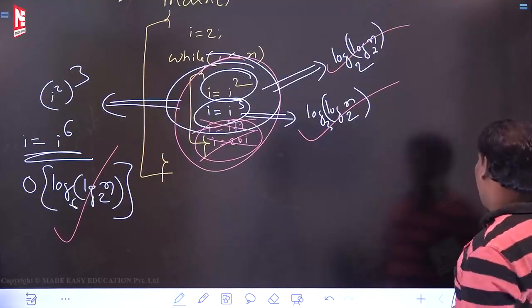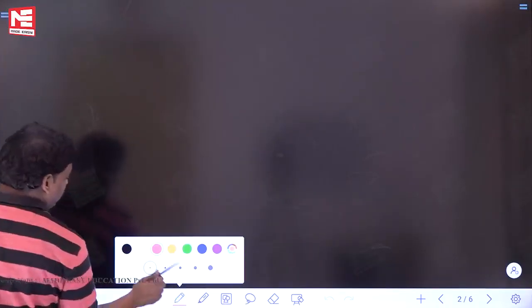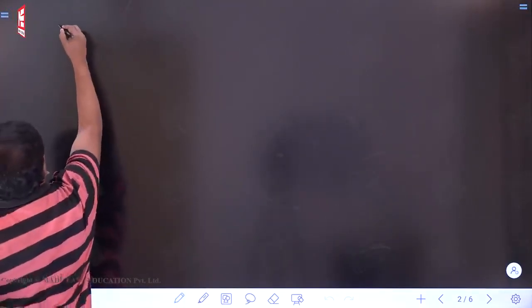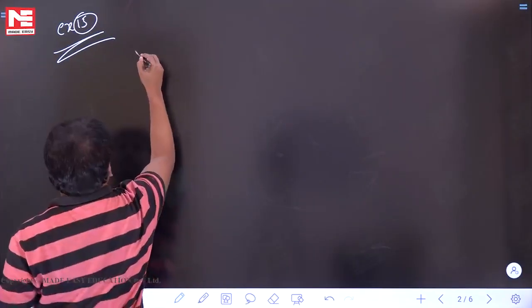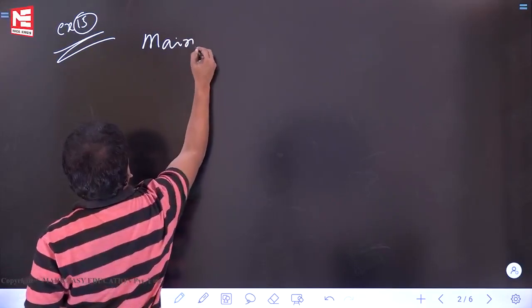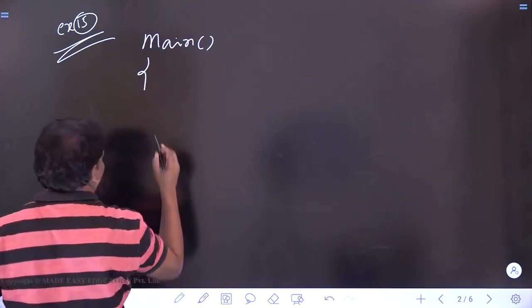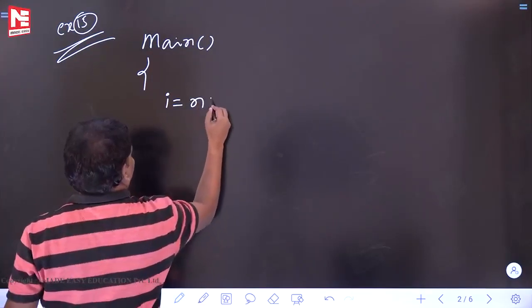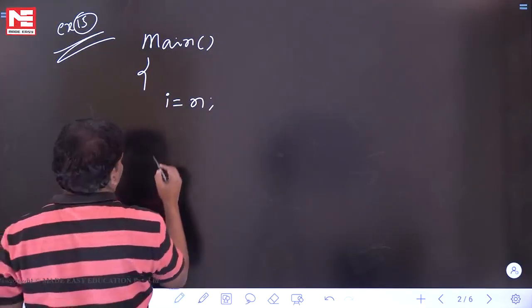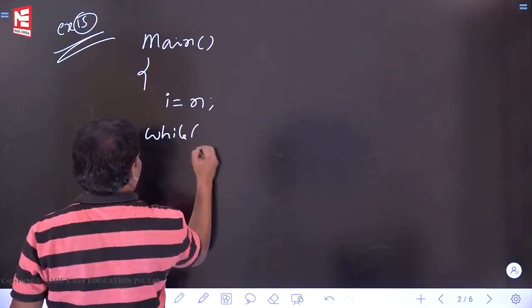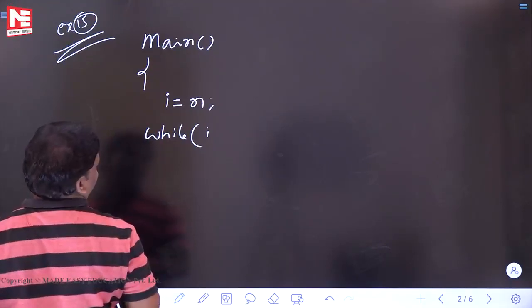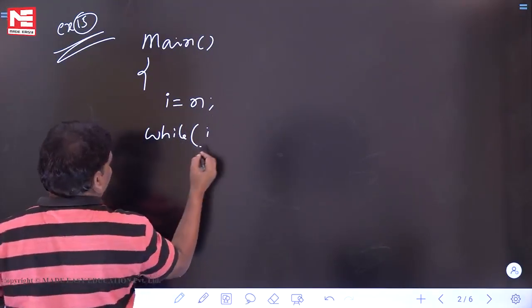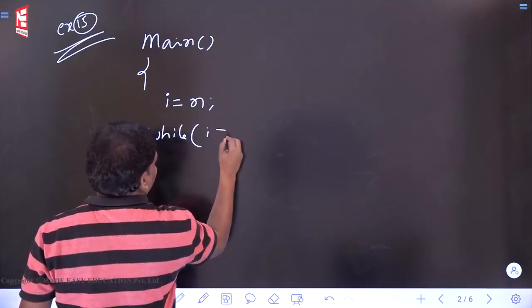I am thinking that you are really fine now. Let's see one more example. Example 14 over, see example 15. This is also a nice problem. Please see this. Mean I is equal to n. See the answer. While I is equal to n, while I greater than 2.